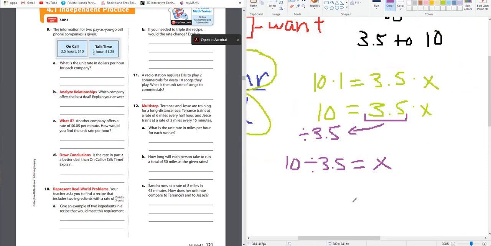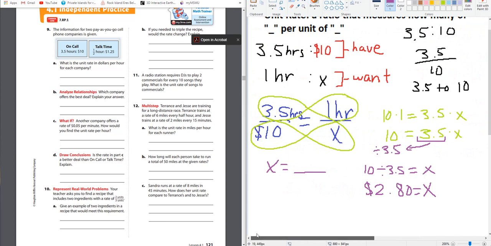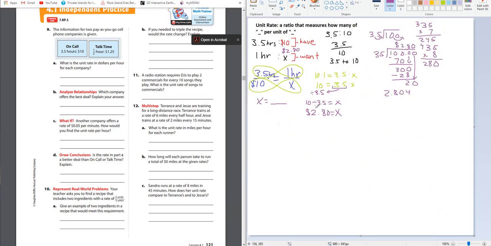So we know now that x is equal to $2.80. And the reason for that is because we divided 10 by 3.5. So right here, we know that for every 1 hour, we have to pay $2.80. That's for on-call. Now we have to do the same thing for the other side.